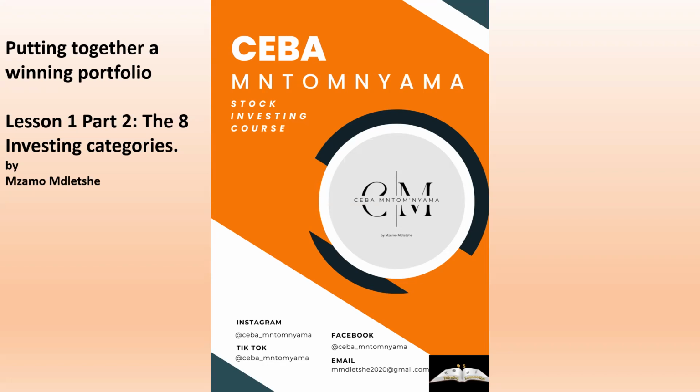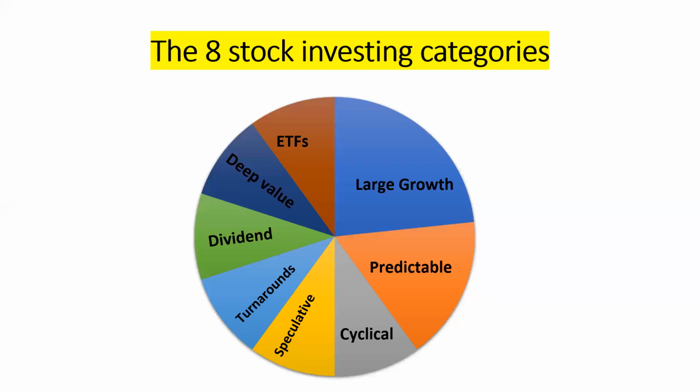The end goal is to construct a high return, low risk portfolio of companies. You have to diversify among the 8 stock investment categories. So what are these 8 categories I'm talking about? They are large cap, predictable, cyclical, speculative, turnarounds, dividend, deep value, and ETFs. So let's go through each one individually.